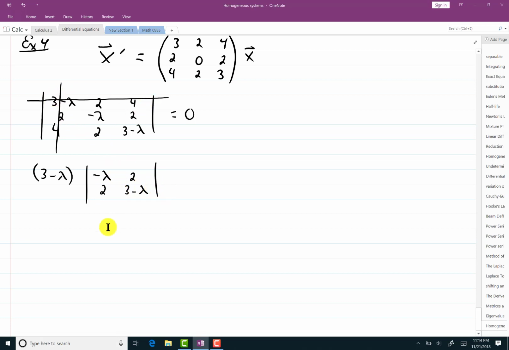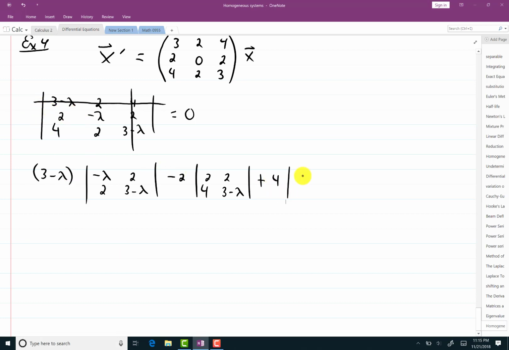Now as you move across the row, let me erase this line and this line. As you move across the row, you do the same thing you did before. Change the sign. And then let's see what's left over: 2, 2, 4, 3 minus lambda. And then I'll move on to the third item. This time you change the sign again. It'll now be plus again. I have 2, negative lambda, 4, 2. This whole thing has to equal 0.